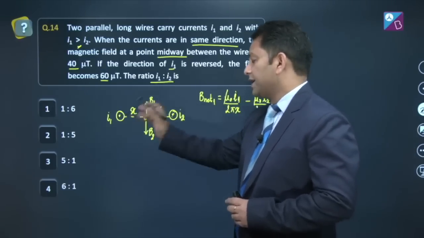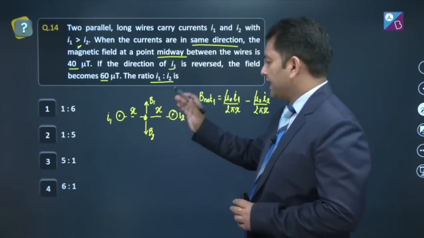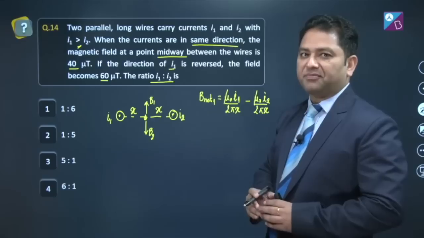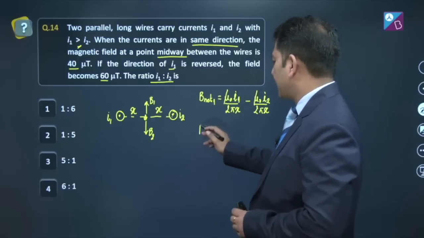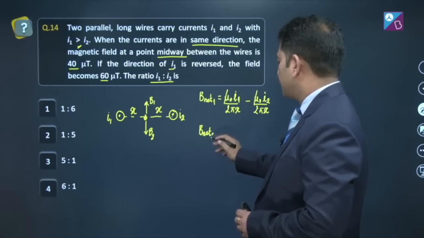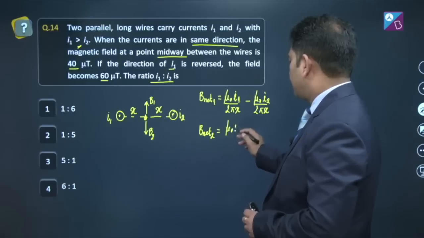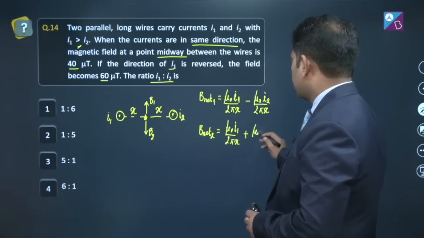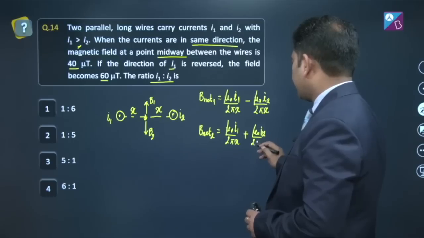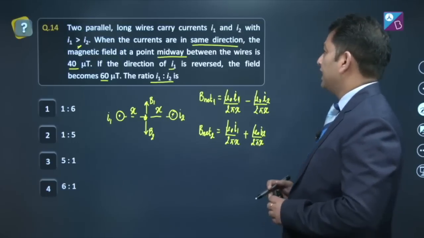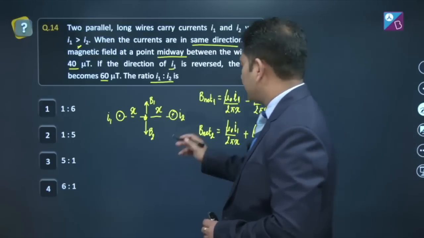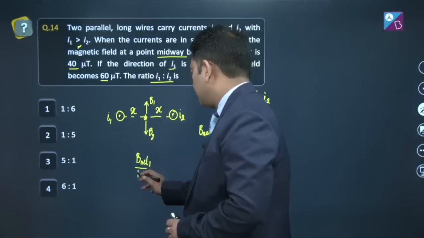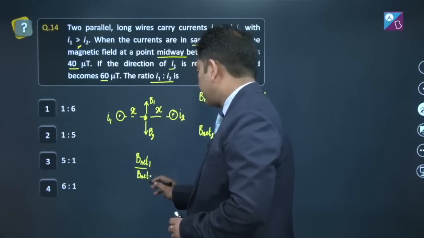अब अगर एक का डायरेक्शन रिवर्स हो जाए, the direction of magnetic field by both will be in the same direction. So that means the net magnetic field, now that is going to be something like this. Mu naught I1 by 2 pi x plus mu naught I2 by 2 pi x. I had to calculate the ratio of I1 is to I2, तो एक काम करते हैं, B net 1 or B net 2, let's divide them.